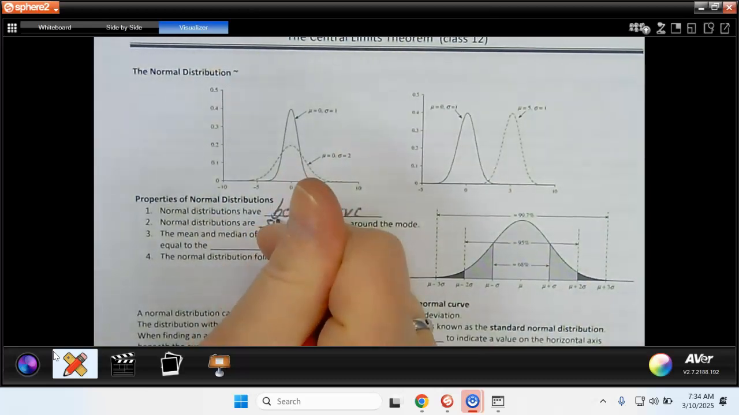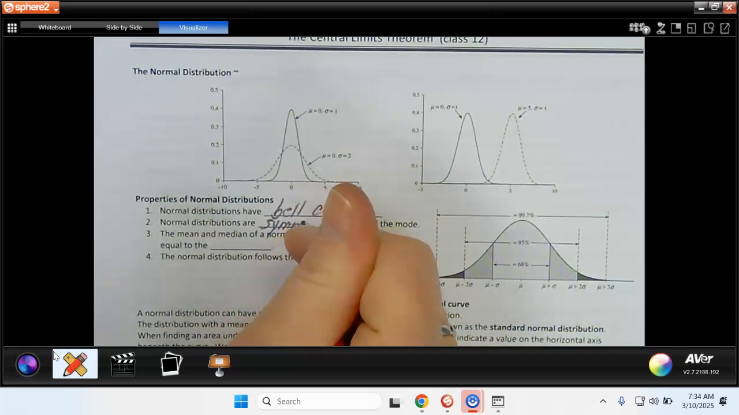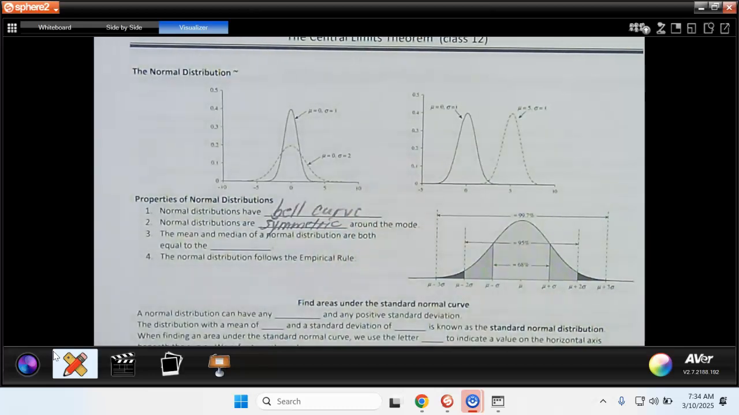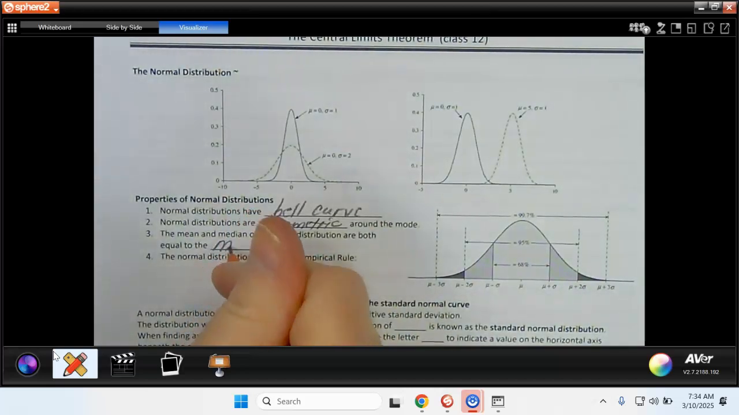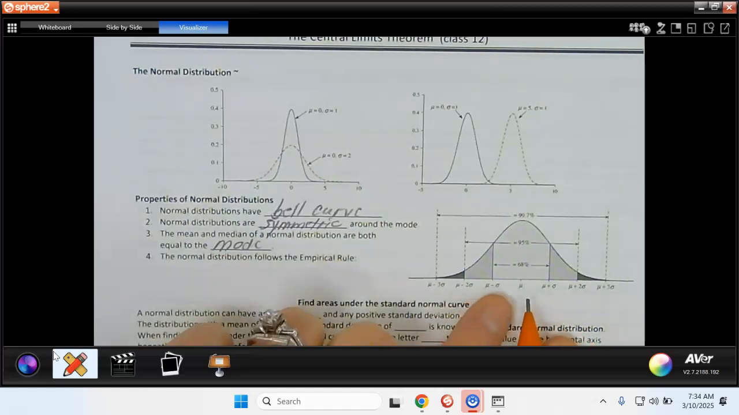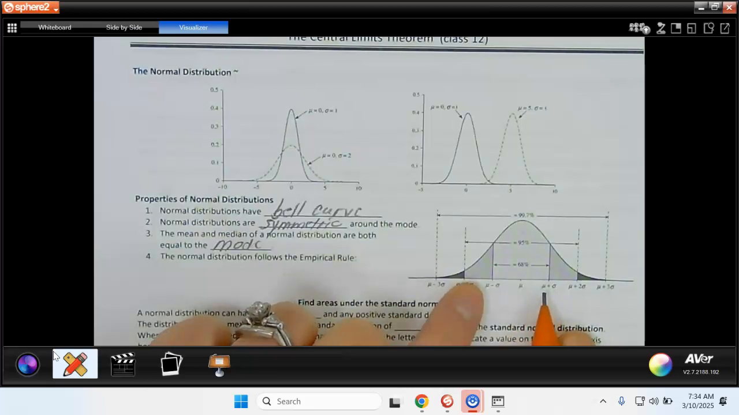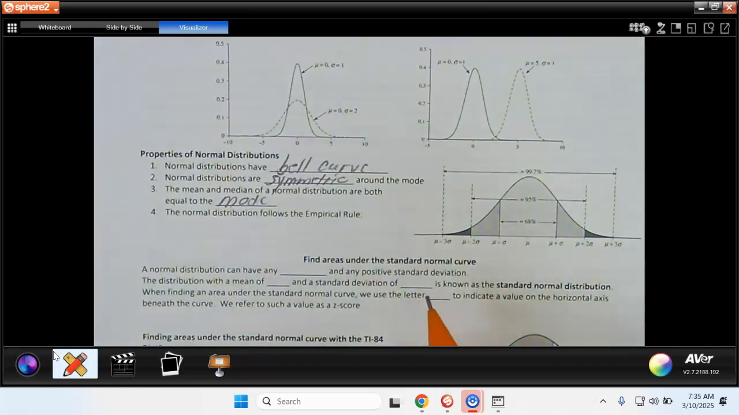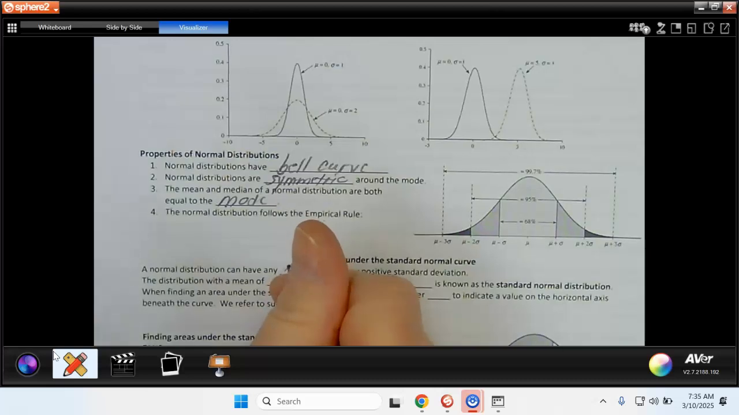It has symmetry, so it's symmetric around the mean, median, mode. The mean and the median of the normal distribution are both equal to the mode. And it follows the empirical rule, which you guys remember these percentiles, right? One standard deviation away from the mean is 68% of your data, 2 is 95%, and 3 is 99.7.